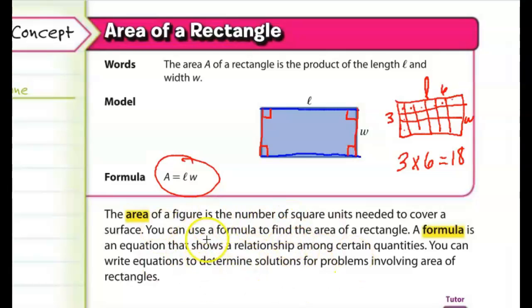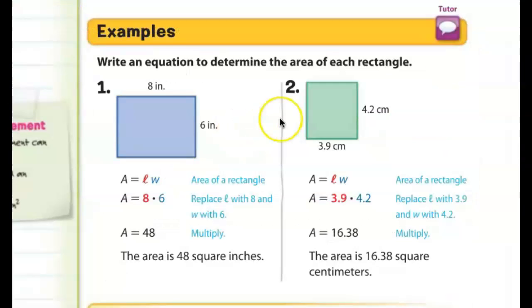Please make sure you read the little section down here. This is essentially the same thing I just told you about. These examples are pretty straightforward. If you have a rectangle that has a length of 8 and 6, then we multiply 8 times 6, and it's going to be 48 square inches.